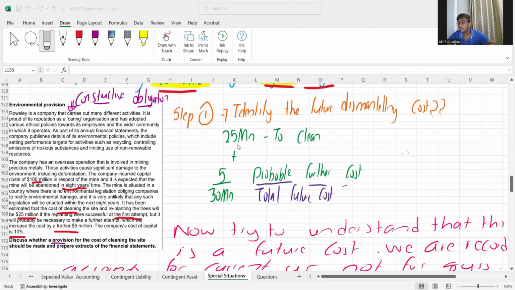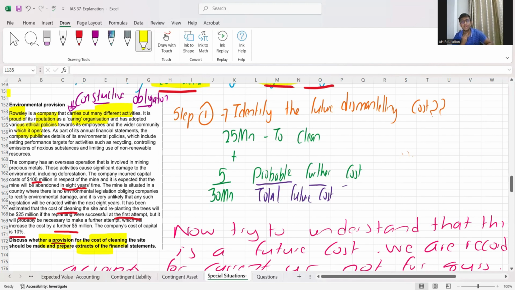Now I'll try to explain the environmental provision with the help of this particular question. What I want you to do is make sure you read this question at least once and then watch your recordings. What they want us to do is discuss whether there is a provision or not in terms of the cost of cleaning this site, and they want you to create an extract. So, jump into the question. Rosely is a company that carries out many different activities. It is proud of its reputation as a caring organization and has adopted various ethical policies towards its employees and the wider community in which it operates.